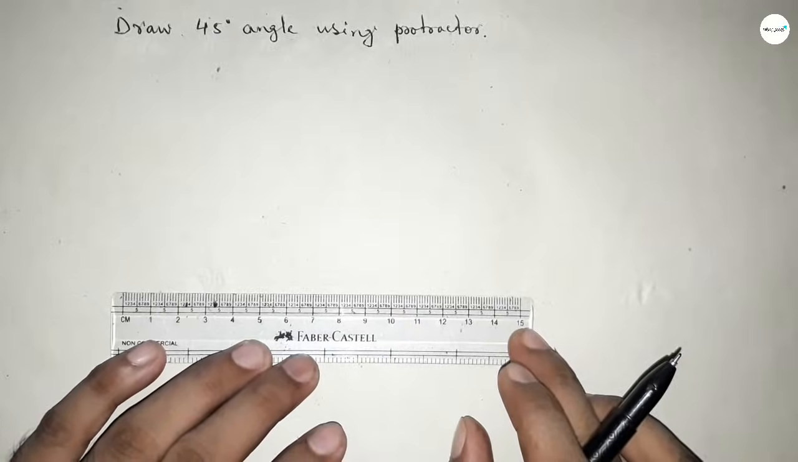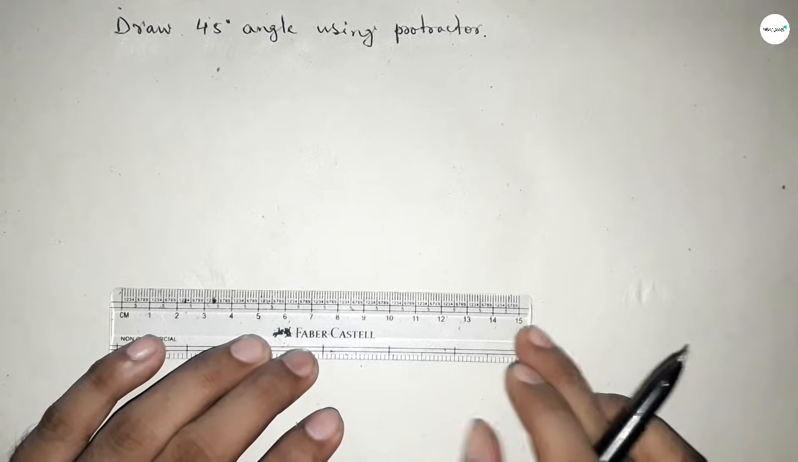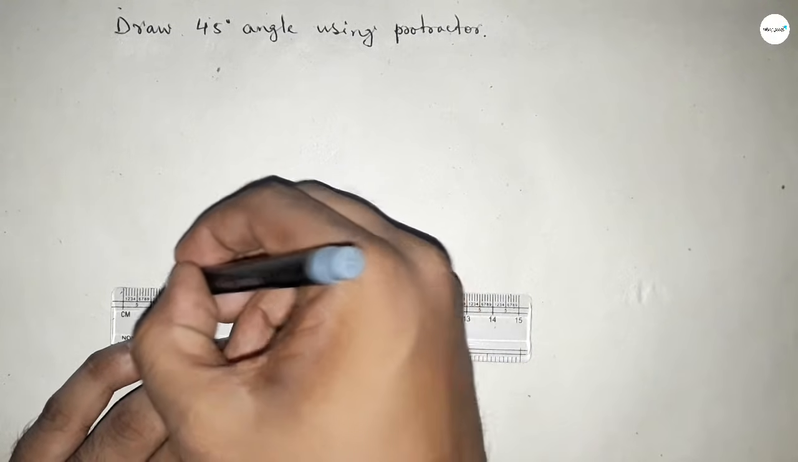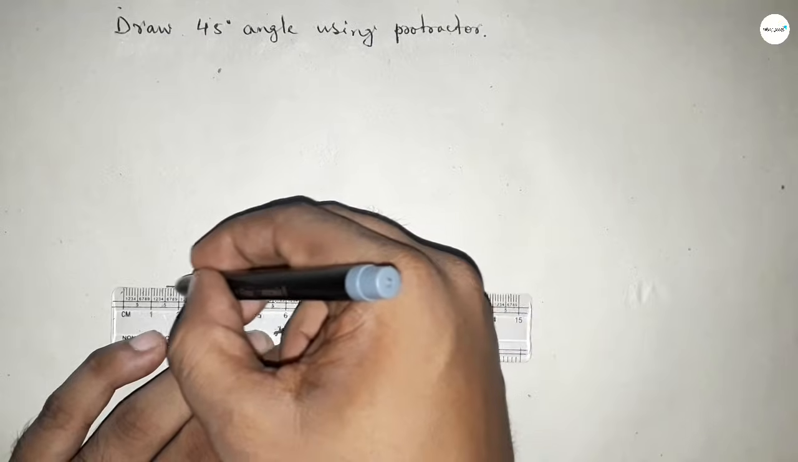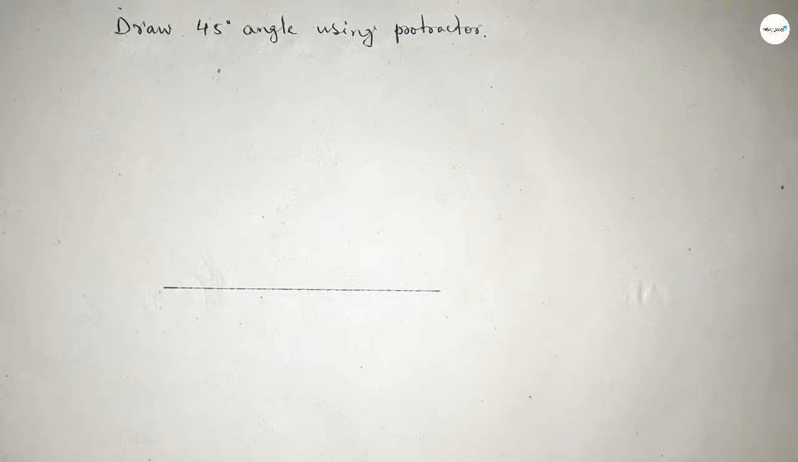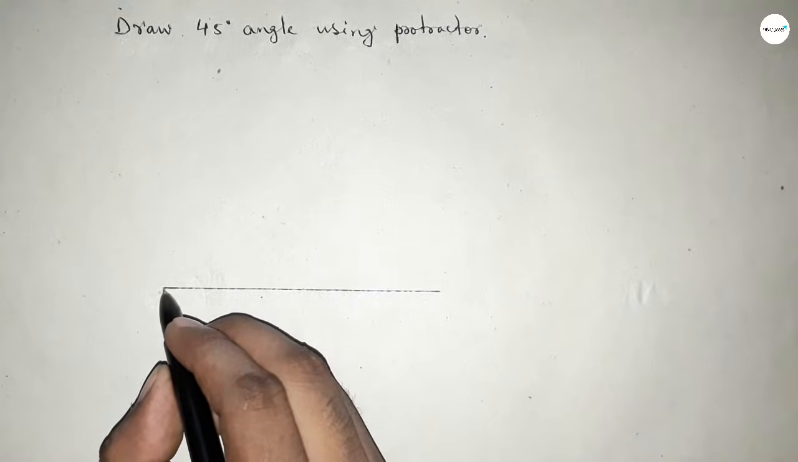First of all, we have to draw a line of any length. So first drawing a line of any length here. Next, marking here a point.